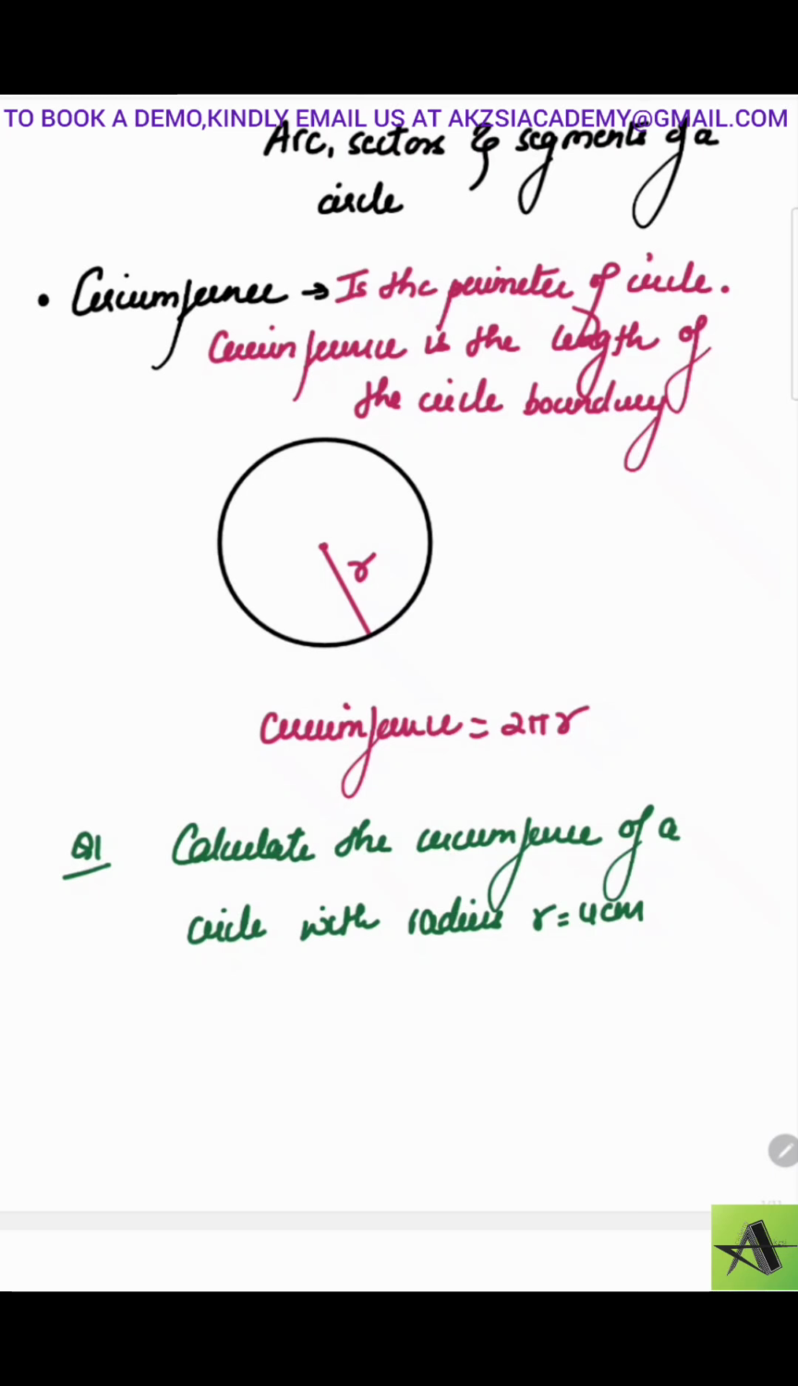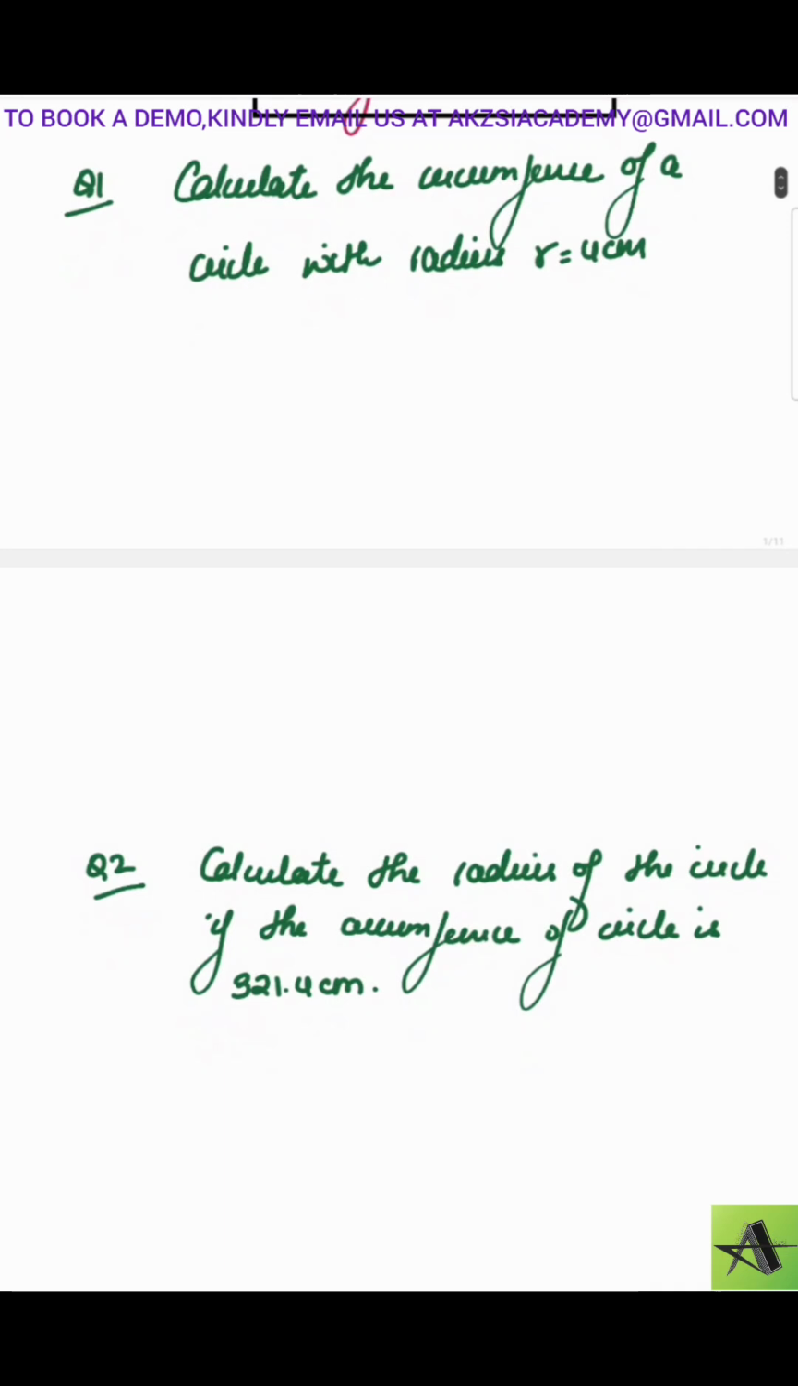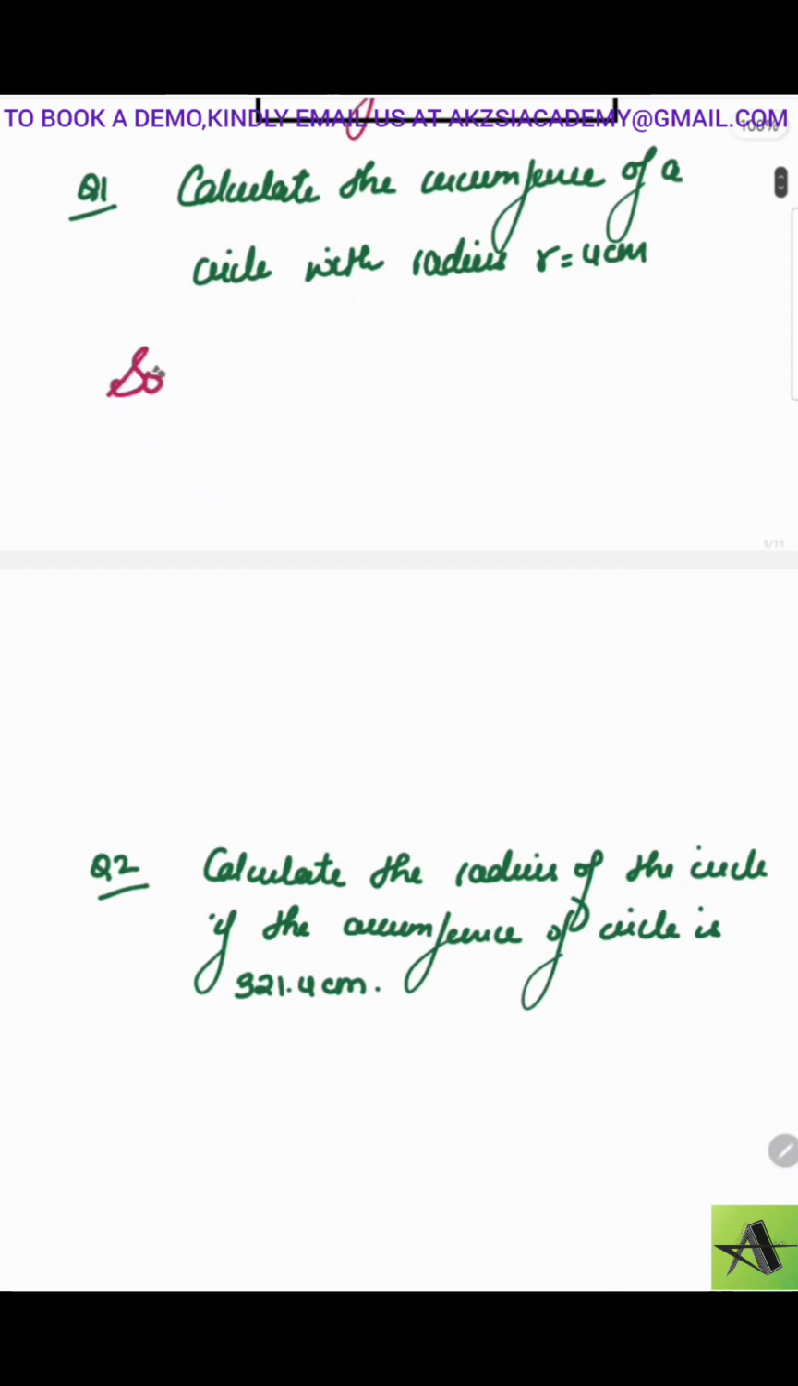The formula to calculate the circumference of a circle is simple, which is 2 pi r. R stands for the radius of the circle. So let me do just one question. The question says calculate the circumference of a circle with radius r equals 4 centimeters. As we know, the formula to calculate circumference of a circle is 2 pi r. So it's 2 times pi and r is 4. So final answer is 8 pi centimeters.